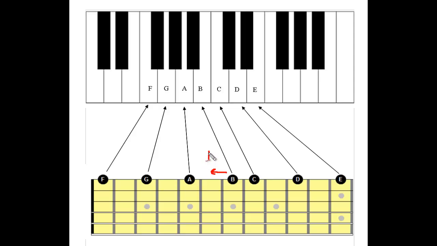So we'd have B, and we'd put the little flat sign next to it, and the flat sign is just a small b placed next to the note.